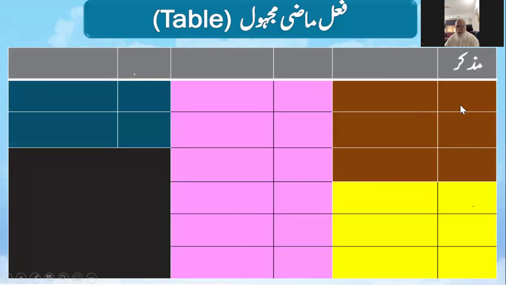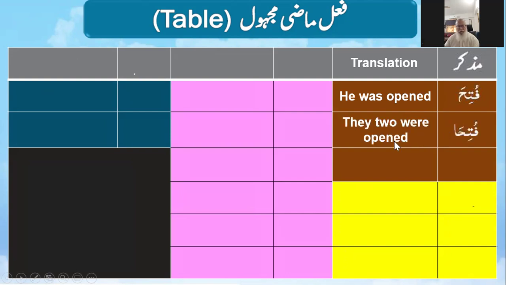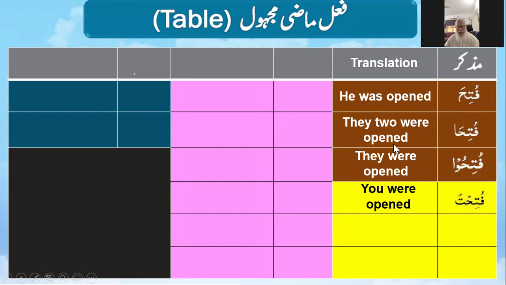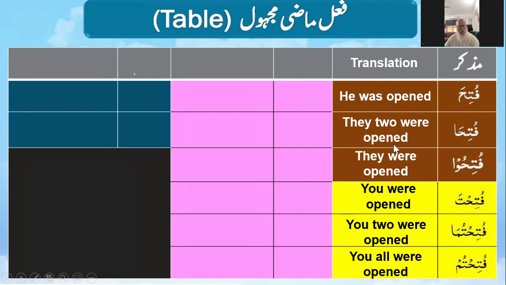For example, futiha, he was opened. Futiha, the two were opened. Futihu, they all were opened. Futihta, you were opened. Futihtuma, you two were opened. Futihtum, you all were opened.